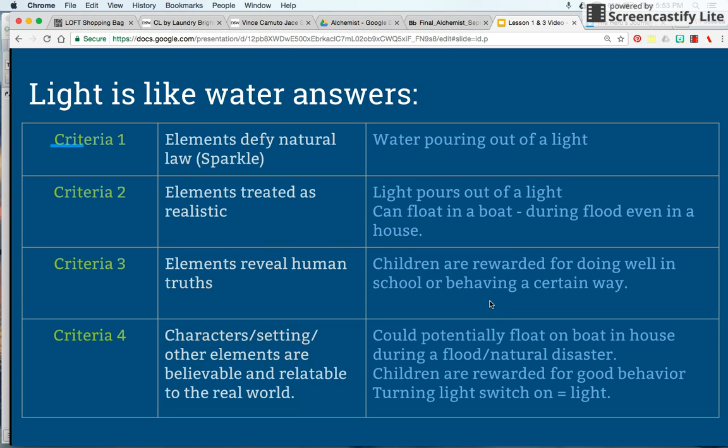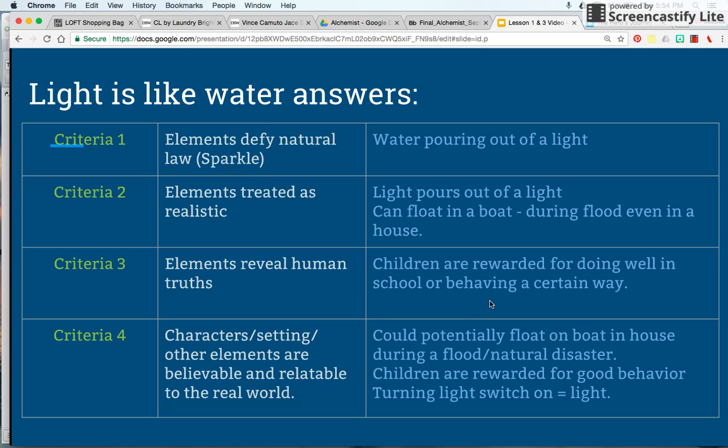Elements that are treated as realistic, light pours out of a light. So when you turn a light on, you could say that the light is pouring out because you've now turned on the ability to create light. You can float in a boat during a flood, so that makes it somewhat realistic, but not on an everyday basis where you could just turn on a light and fill your house with water. That's not realistic.